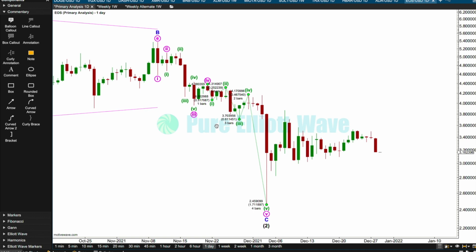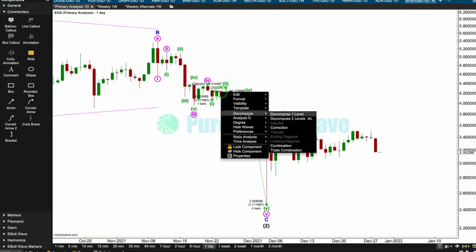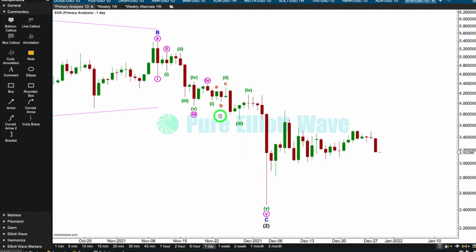Within an ending diagonal, all of the subwaves, 1, 2, 3, 4, and 5, must subdivide as zigzags. The way motive wave is put, the labels here are invalid because within minuet 2, this low moves beyond the start of minuet 2. So to label minuet 2, let's put the ABC labels in here and I'll explain what's wrong. Minuet 2 may only subdivide as a zigzag. Within a zigzag, B may not move beyond the start of A. And here, obviously, subminuet B moves beyond the start of A, so that's invalid. So that means 1 has to end here.